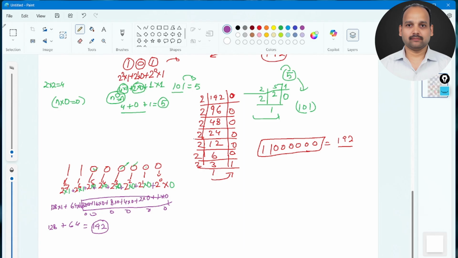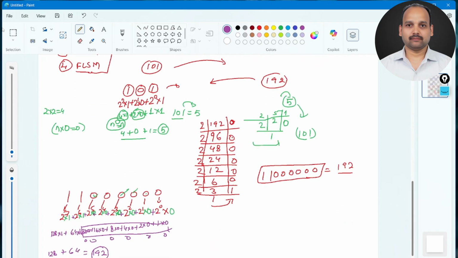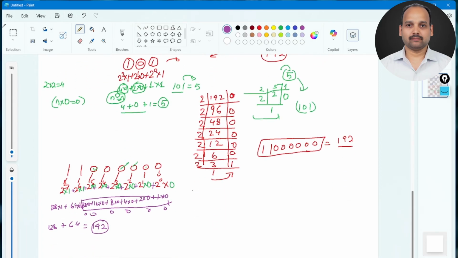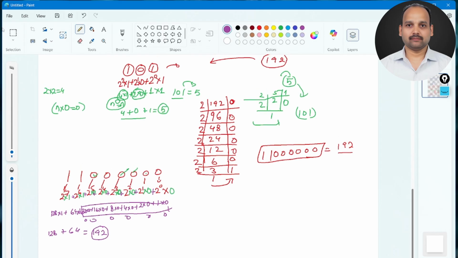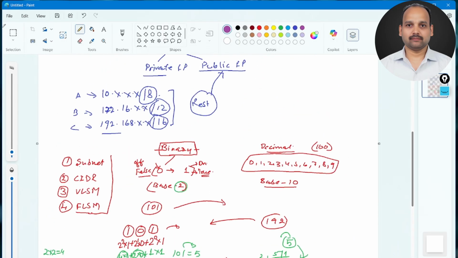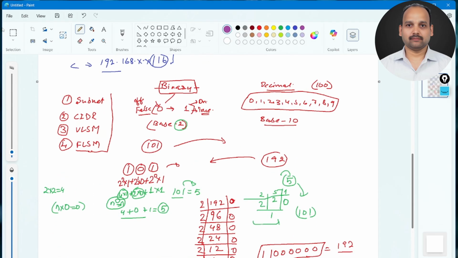So you can see how decimal is converted into binary and binary is converted into decimal. I hope this is informative for you. So let's start the topics that we discussed, about subnetting and CIDR notation.